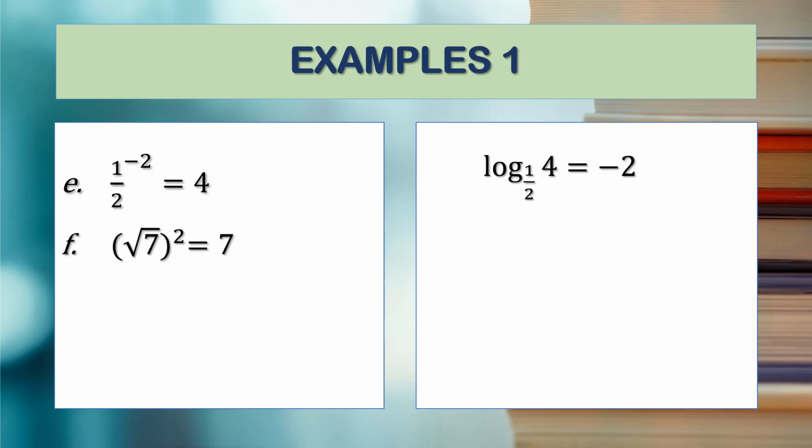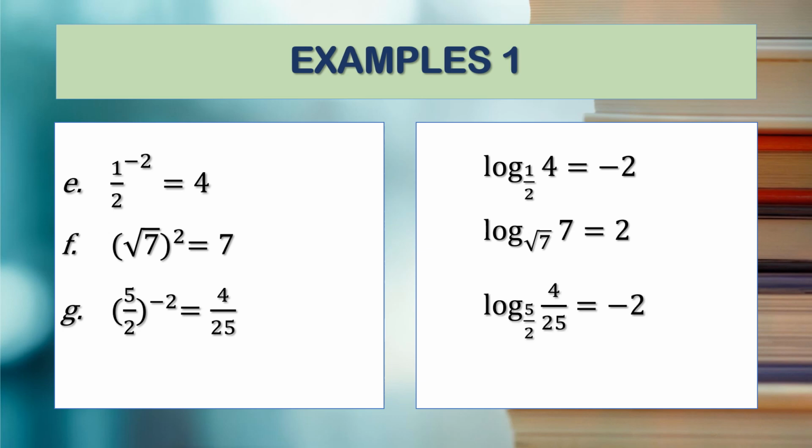Next, we have the quantity square root of 7 raised to 2 is equal to 7. In logarithmic form, the log of 7 with base square root of 7 is equal to 2. Next, 5/2 raised to negative 2 is equal to 4 over 25. In logarithmic form, we have log of 4 over 25 with base 5/2 is equal to negative 2. Lastly, we have 81 raised to 1/2 is equal to 9. In logarithmic form, the log of 9 with base 81 is equal to 1/2.